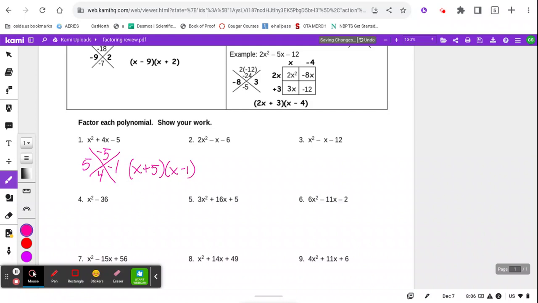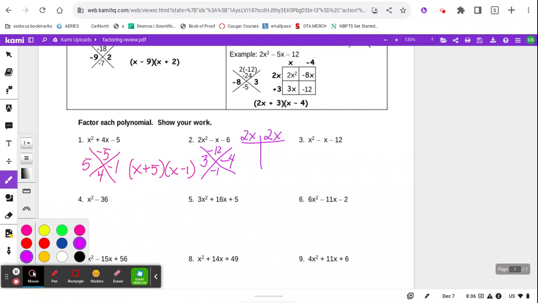Next one has a coefficient of 2 in front. So in the top, it doesn't just go a product of 6, it goes a product of -12 and a sum of 1. You got it, that's a 3 and a 4, and so it's got to be 3 minus 4 to give us that -1 sum. Well, this x plus 3, x minus 4 are not sufficient factors. There's some additional work needed here to get the correct factors.